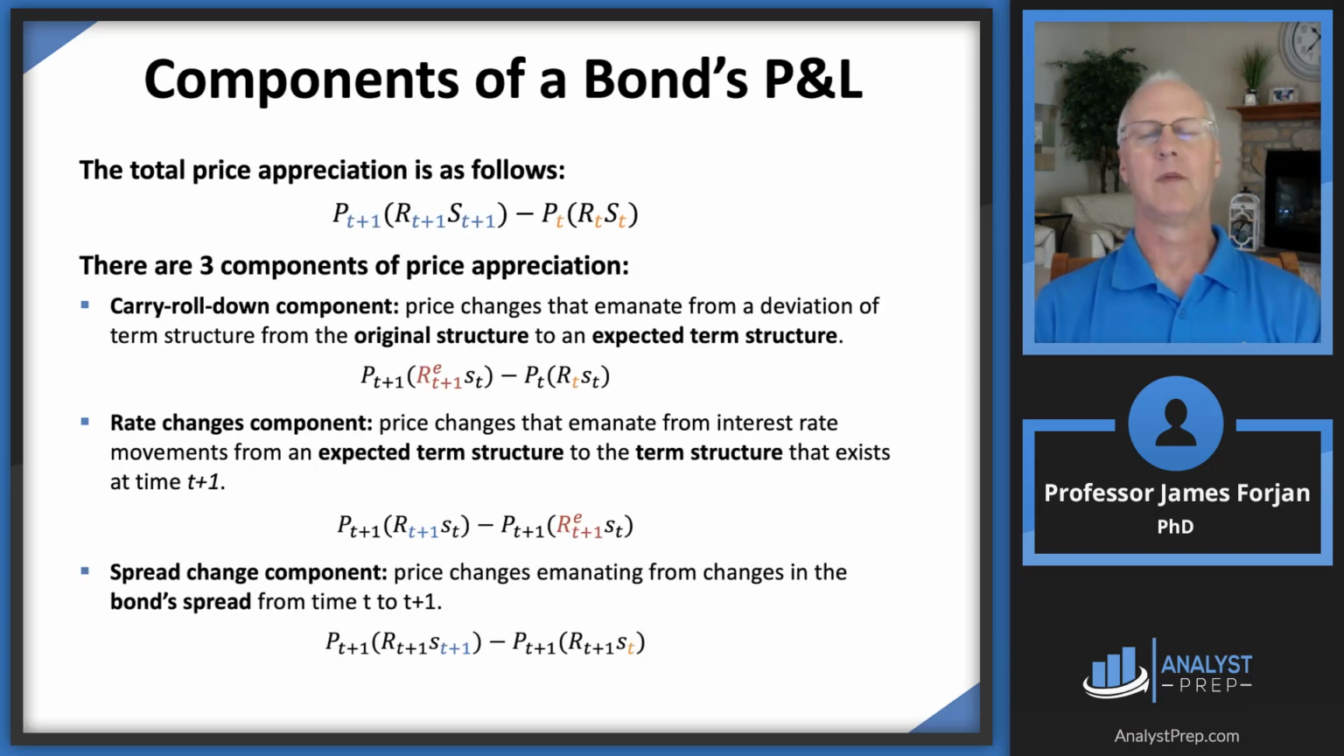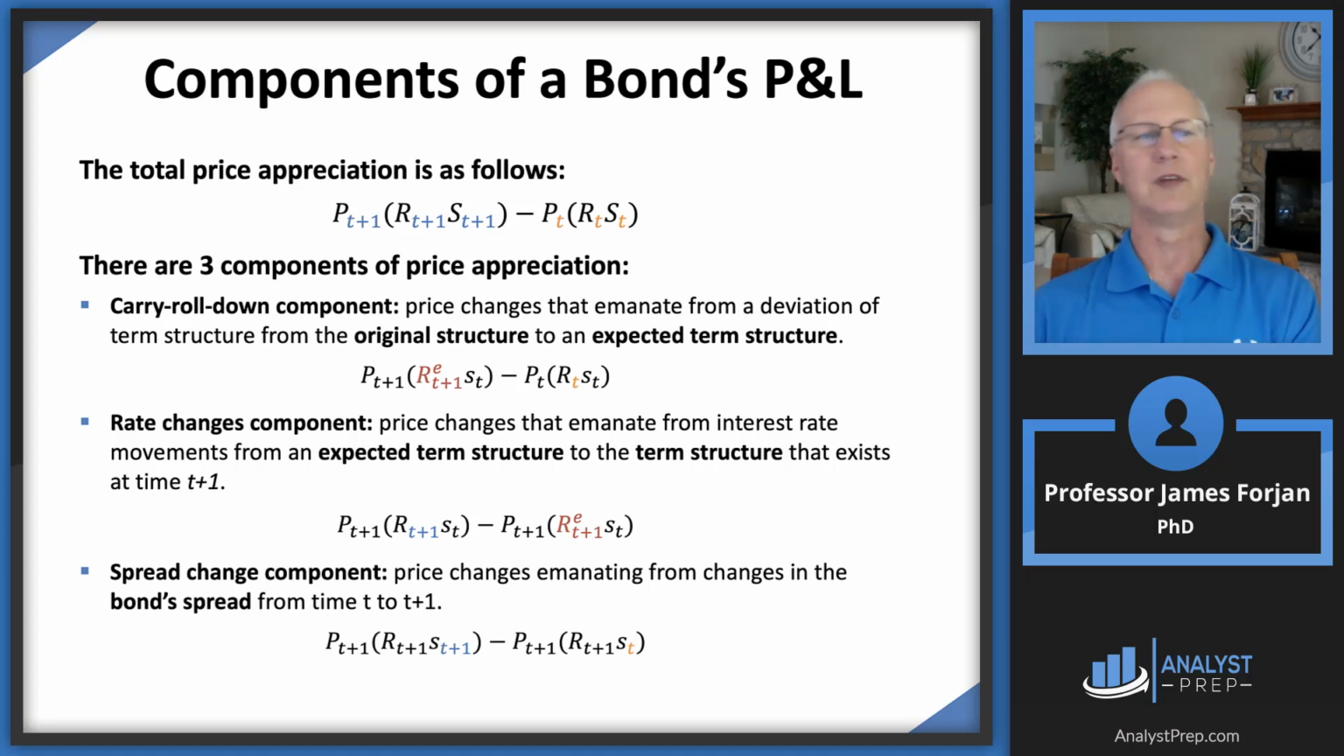Now let's go ahead and talk about how we can buy low and sell high and what the components are. The total price appreciation of the bond can be determined by just this simple formula here. Forget about what's in parentheses. The price at time period t plus 1 minus the price at time period t, right?